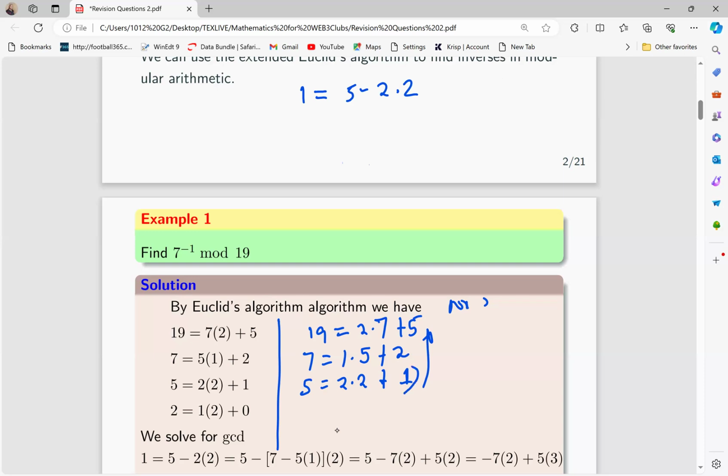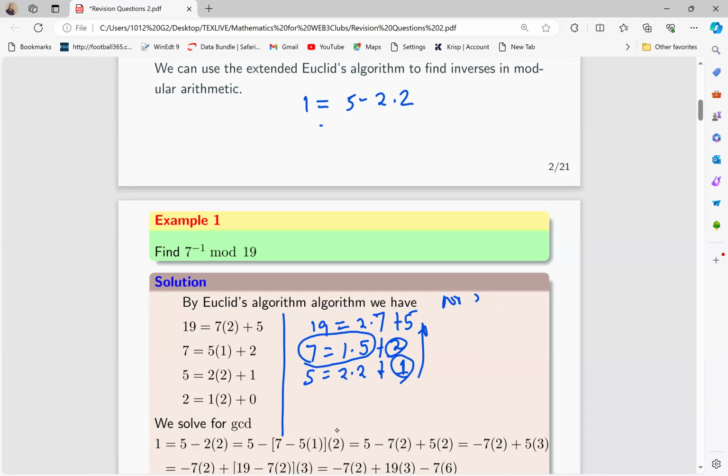So you've already done away with the first remainder from the bottom. Now replace the second remainder from the bottom. Replace it by what? By this. That is equivalent. So this will be the same as 5 minus 2, where this 2 is the one we are replacing by 7 minus 1 times 5. This gives us 5 minus 2 multiplied by 7, then plus 2 multiplied by 5.